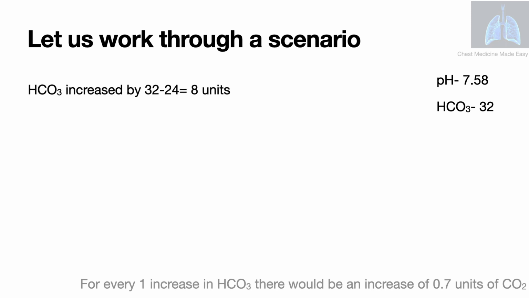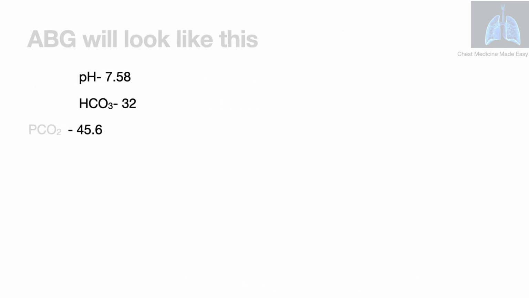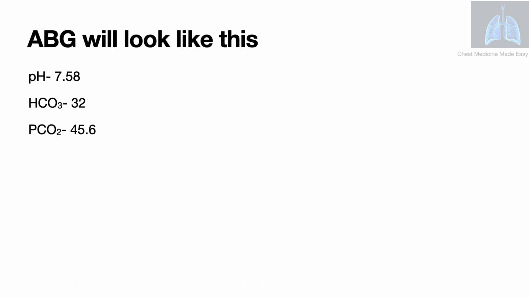The bicarbonate here has increased by 8 units. So the PCO2 will increase by 8 into 0.7, which is 5.6 units. So the expected PCO2 will be 45.6. So the ABG here will look like this provided the compensation has occurred. The pH would be 7.58, the bicarbonate 32, and the PCO2 will be 45.6.